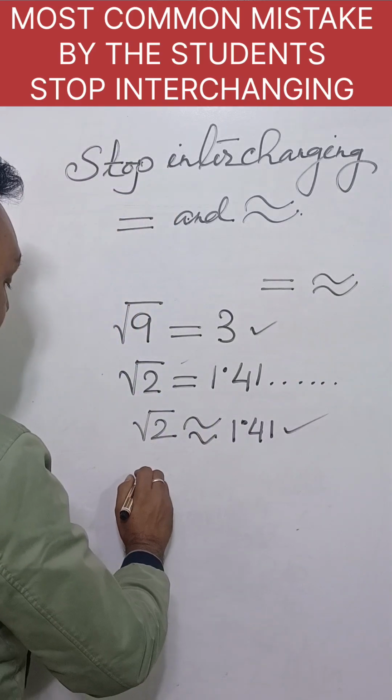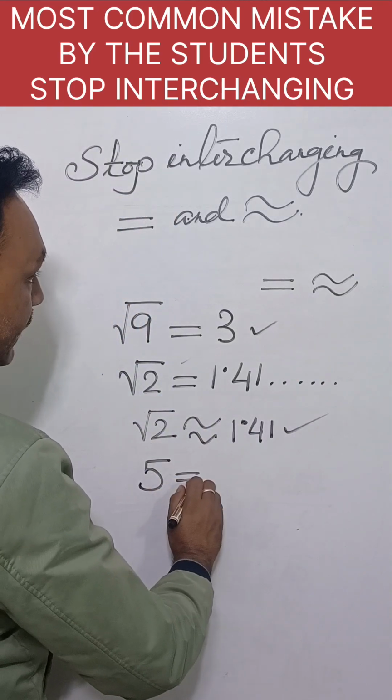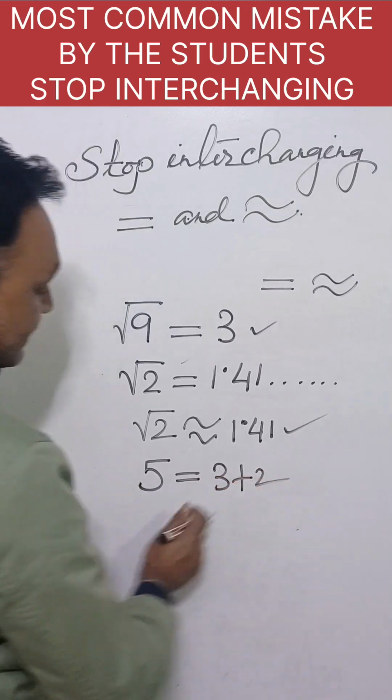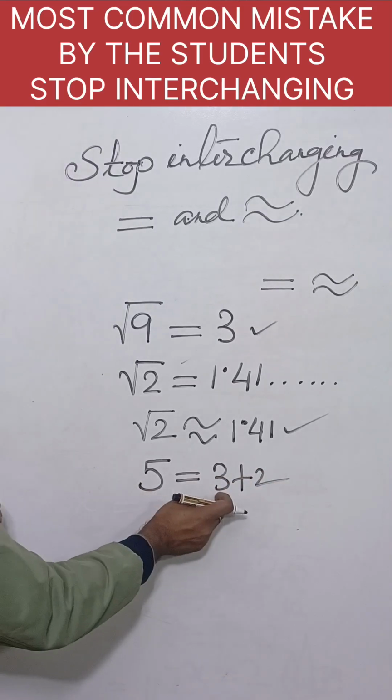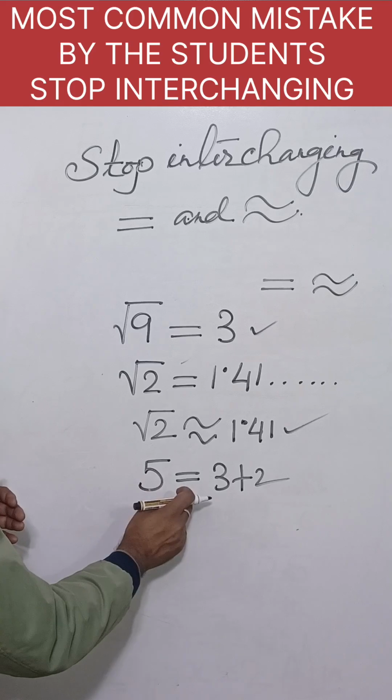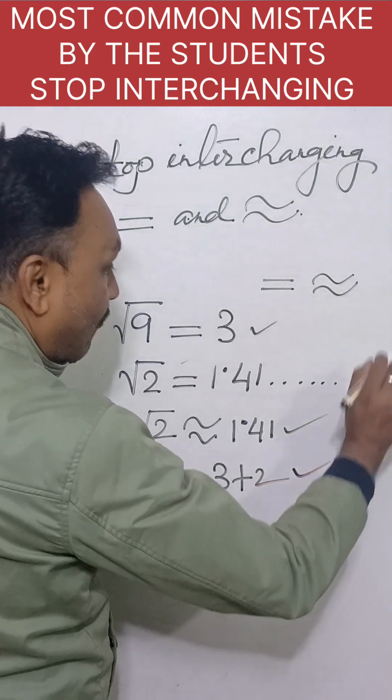But if I take another example, 3 plus 2, yes, equal to is the appropriate symbol, because 3 plus 2 is exactly equal to 5. Here we can write the equal to sign, 5.